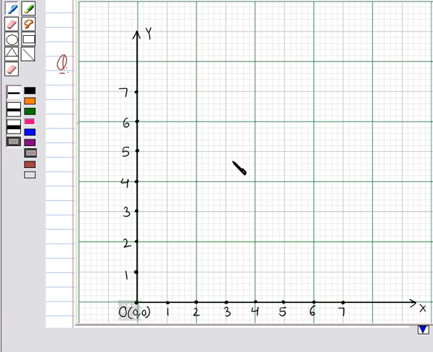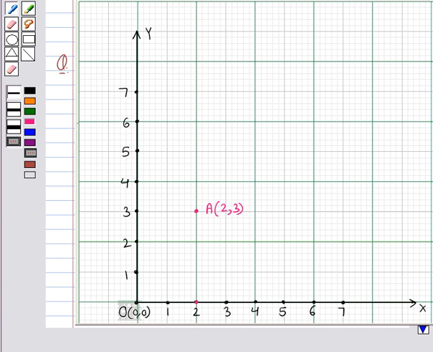First we locate the point (2, 3), where 2 is the x coordinate and 3 is the y coordinate. For this we move 2 units on the x-axis. So we reach at this point. Now from here we move 3 units up along the y-axis and so we reach at this point. So this point, let's name it A, has the coordinates (2, 3). So we have located the point (2, 3).